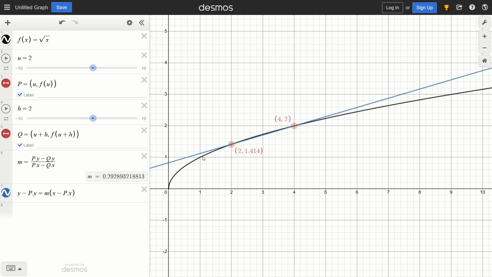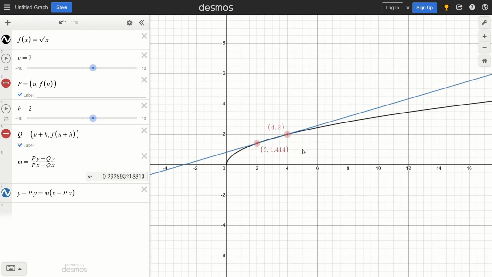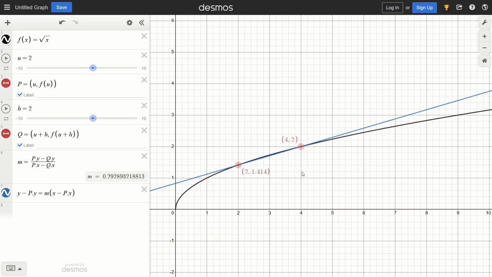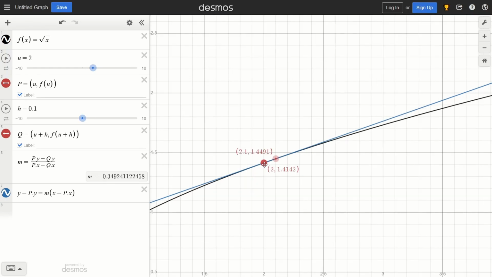Now we have a secant line that connects these 2 points, and it's actually really close to the gradient of the curve. But what happens if we try to make h even smaller? These 2 points come closer together, and it's starting to look like a tangent line. The gradient of the secant line is becoming more and more of a better approximation of the gradient of the curve at that point. And this approximation gets better and better as h approaches 0.